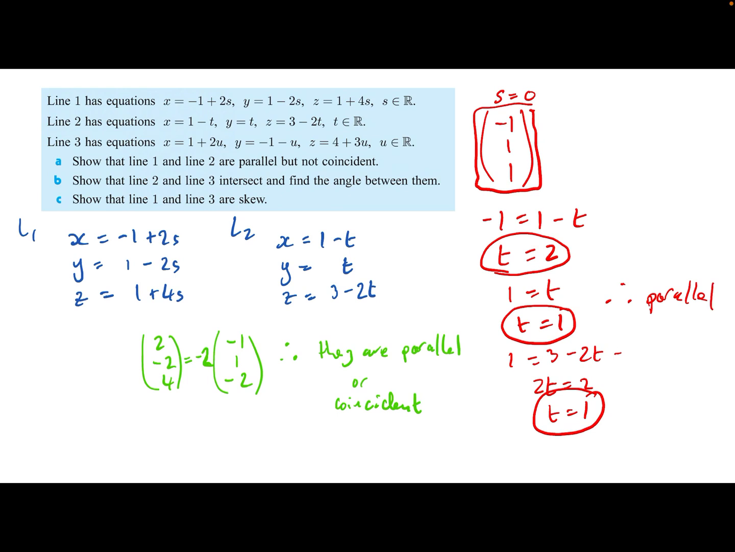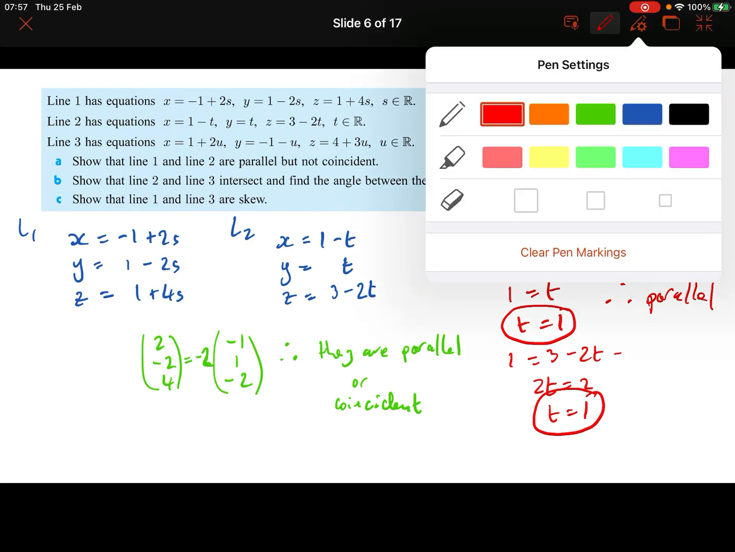If they were coincident, these values of t would all be the same. They would all be t equals 1, t equals 2, or whatever. Then actually it would be the same line. Okay, so I hope that makes sense. Please let me know if it doesn't.